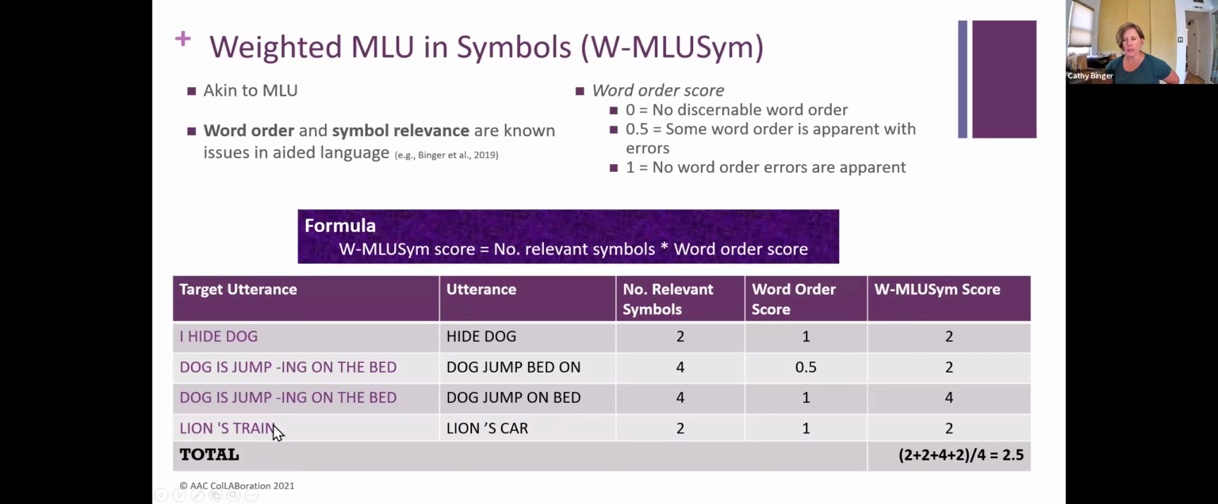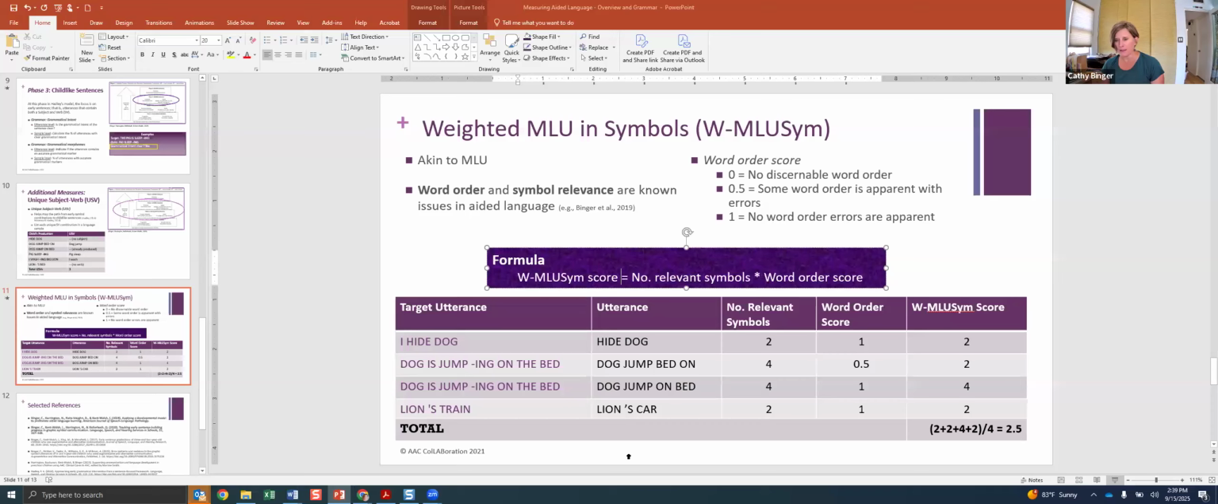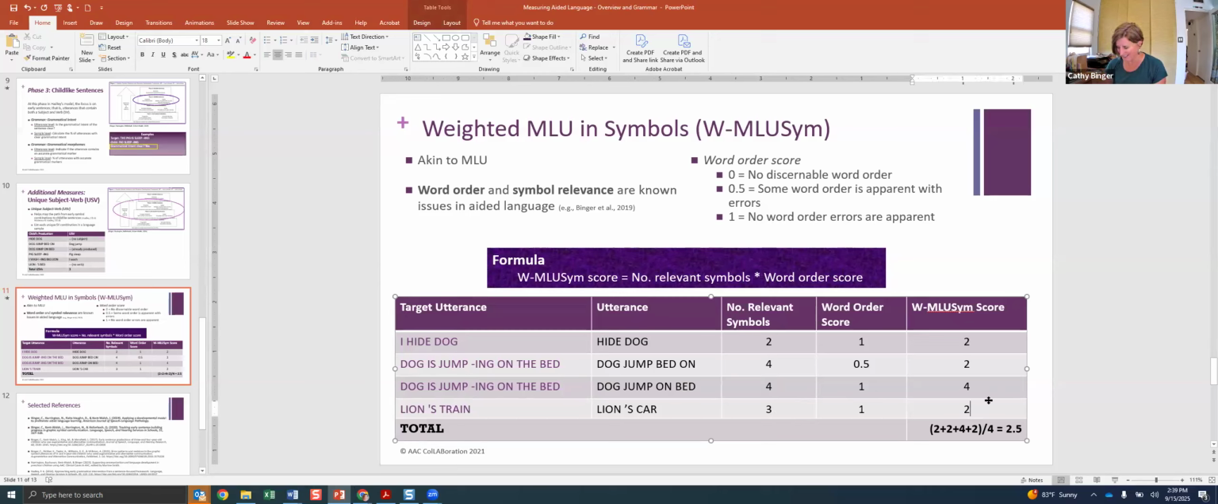And then for the last one, the kid's trying to say "lion's train," but he actually says "lion's car." So it's lion, and then, oh, I did this wrong. Can you believe I did this wrong? I can't believe I did this wrong. I've presented this at national conferences and have done it wrong, and I just caught my mistake here. So "lion's train," now my math's gonna be off. Oh, well, I'll figure it out.